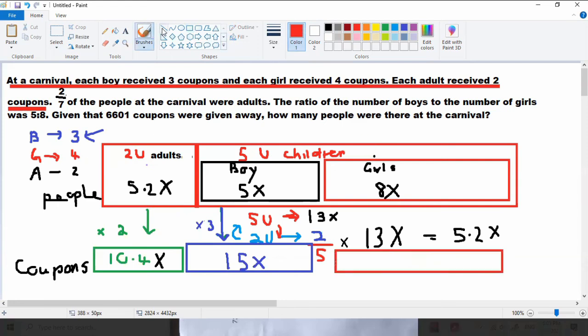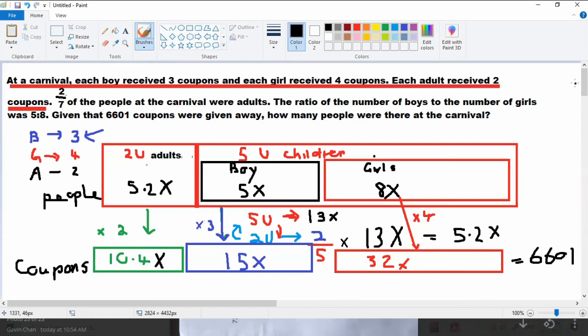I'm going to do it, yeah? So this one will be in terms of coupons. In terms of coupons will be now 8x times 4, which is 32. So a total of 32x coupons was given out. Okay, and all these coupons were total. He say what? All these add together must total 6601. See, draw and balance.